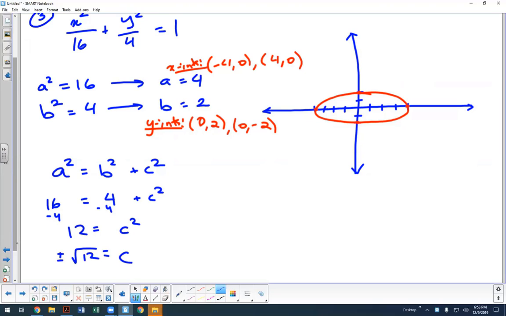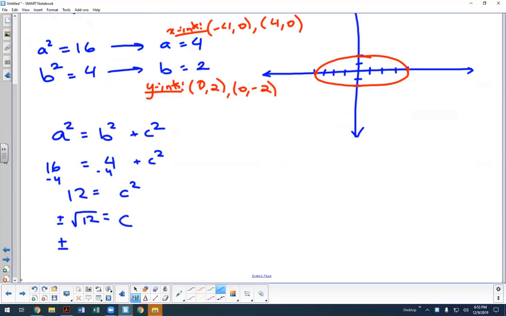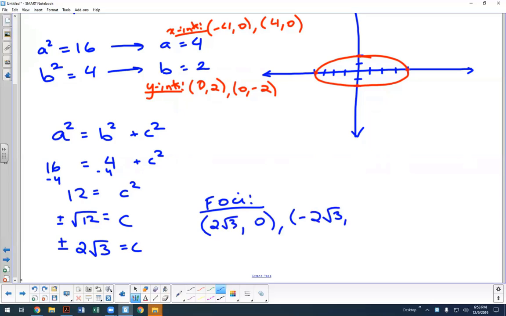Can we simplify square root of 12? It would be plus or minus 2 root 3. Yeah, because 4 times 3 gives us 12. 4 comes outside as 2. 3 continues to stay. So our foci is basically, and of course since my horizontal major axis is the longer one, foci have to fall on the x-axis, so they will be (2 square root of 3, 0) and (-2 square root of 3, 0).